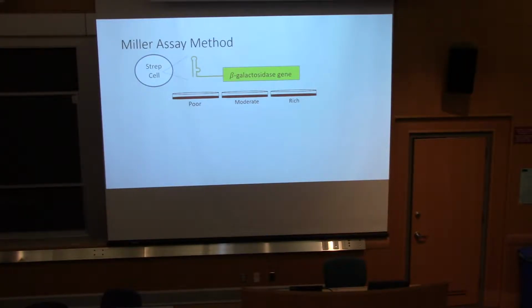I grew the cells on 3 media conditions, and they vary in nutrient richness. So we have poor, moderate, and rich. Next, I added a chemical known as ONPG, and what ONPG does is when it enters the cell, it reacts with the beta-galactosidase enzyme that was produced from riboswitch regulation, and this reaction produces yellow color in our samples. Depending on how yellow our samples are depends on the amount of beta-gal produced.